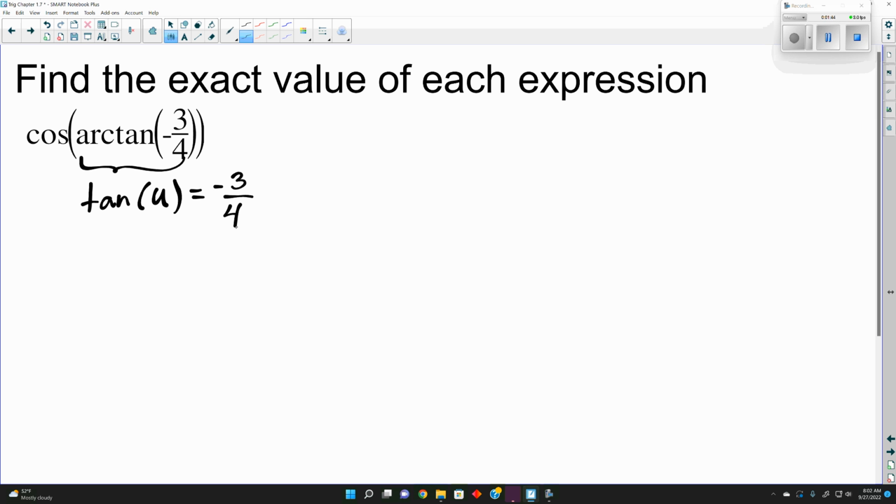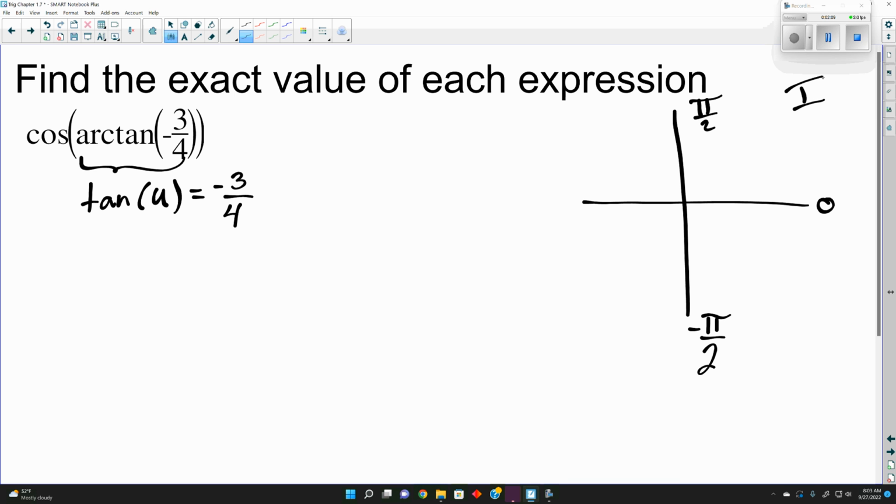And as we talked about yesterday at the start of the lesson, we said tangent's angles are restricted between -pi/2 and pi/2. Those are the values we can get out of this. So looking on a unit circle, well, this is 0, this is pi/2, this is -pi/2. So for tangent, we have to either be in the first quadrant or the fourth quadrant. These are the two quadrants it can be.